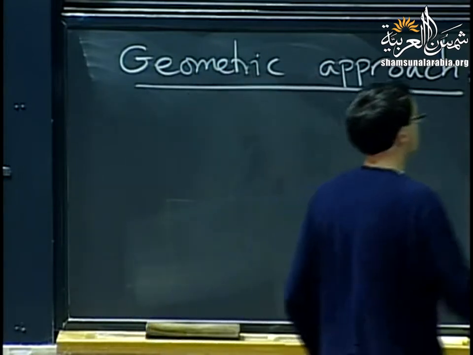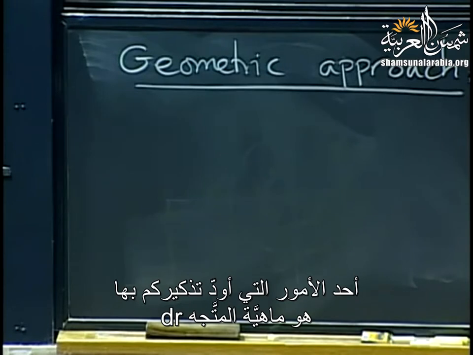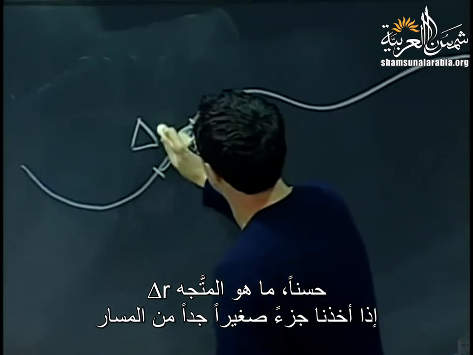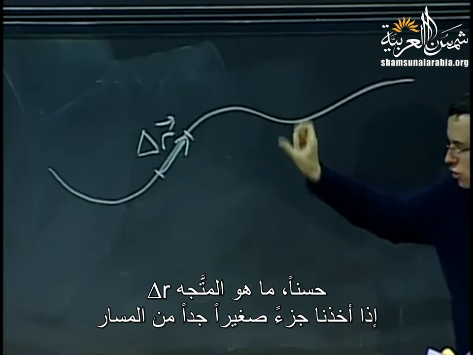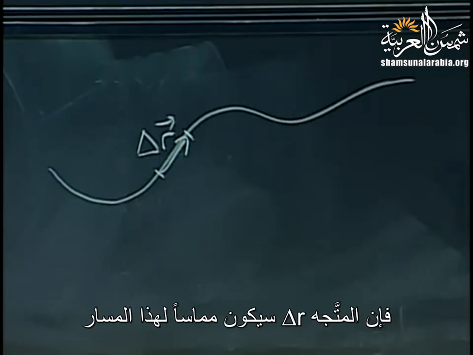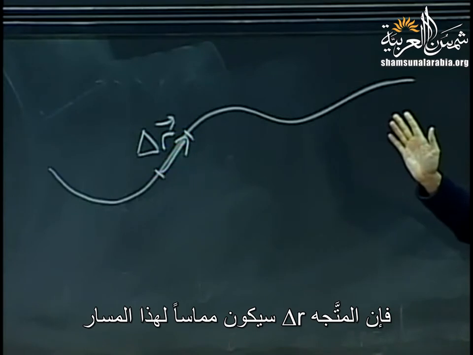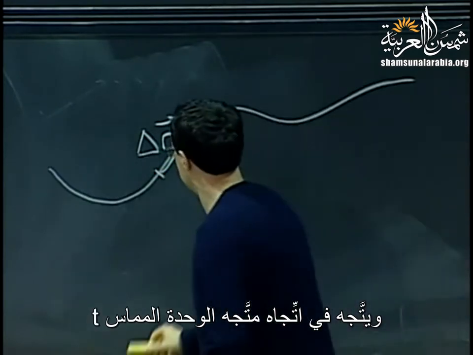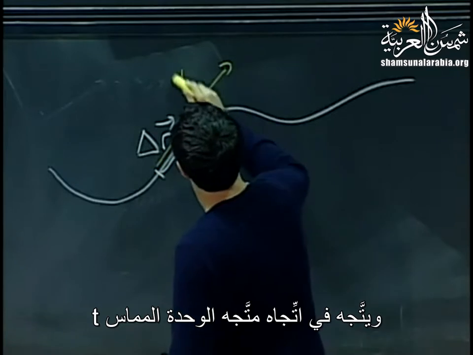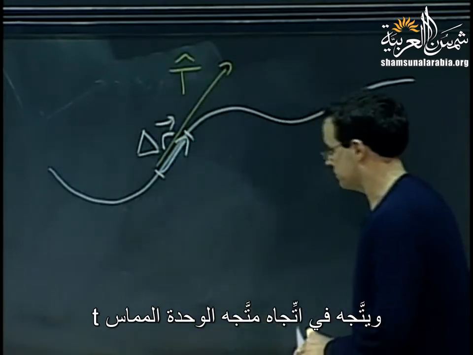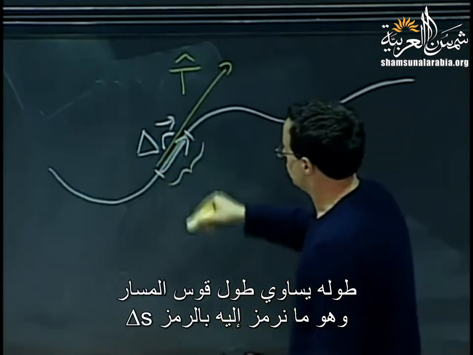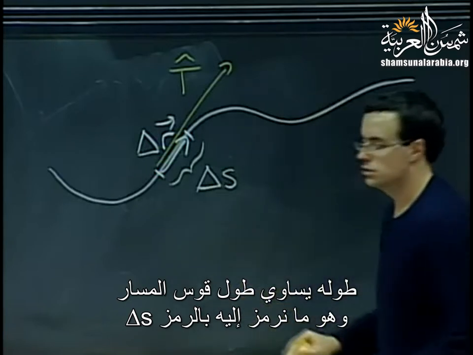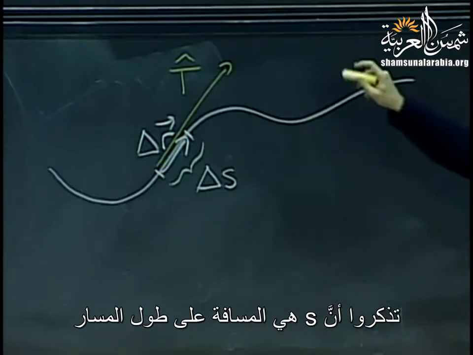So one thing I want to remind you of first is, what is this vector dr? Well, what is vector delta r? If I take a very small piece of a trajectory, then my vector delta r will be tangent to the trajectory. So it will be going in the same direction as the unit tangent vector t. And what is its length? Well, its length is the arc length along the trajectory, which is what we called delta s. Remember, s was distance along the trajectory.